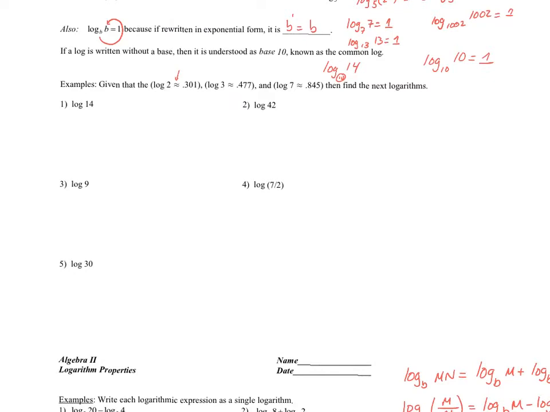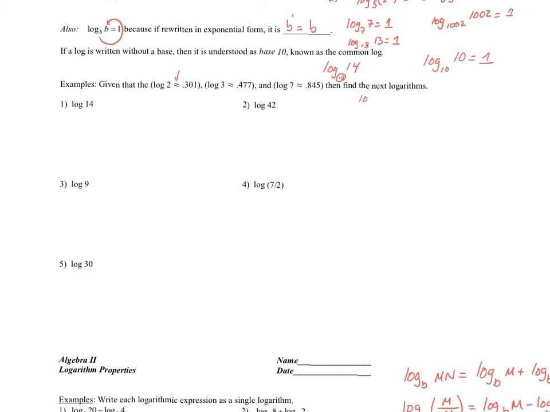Now, I'm asking you to evaluate these logarithms: the log of 14, the log of 42, 9, 7 halves, and 30. What we're going to do is use the log properties that we learned up above in order to help us calculate these logarithms. Now, here's one thing I want to strongly emphasize. Anytime you see these log problems where you're given some values and you're asked to find some other log values, the very, very first thing I want you to do is identify what the base of the log is. So when we look at these given logs, we notice that there is no base, and so therefore we know that these are base 10.